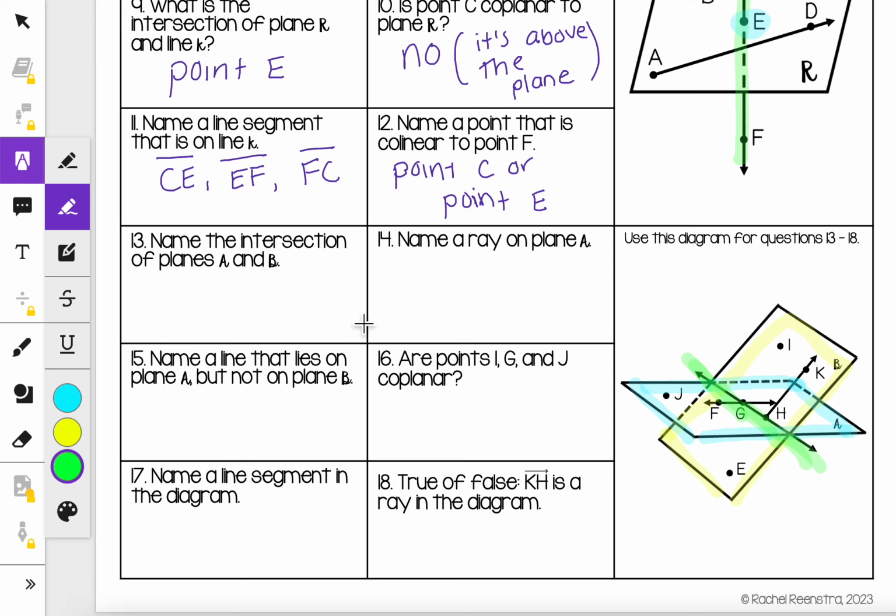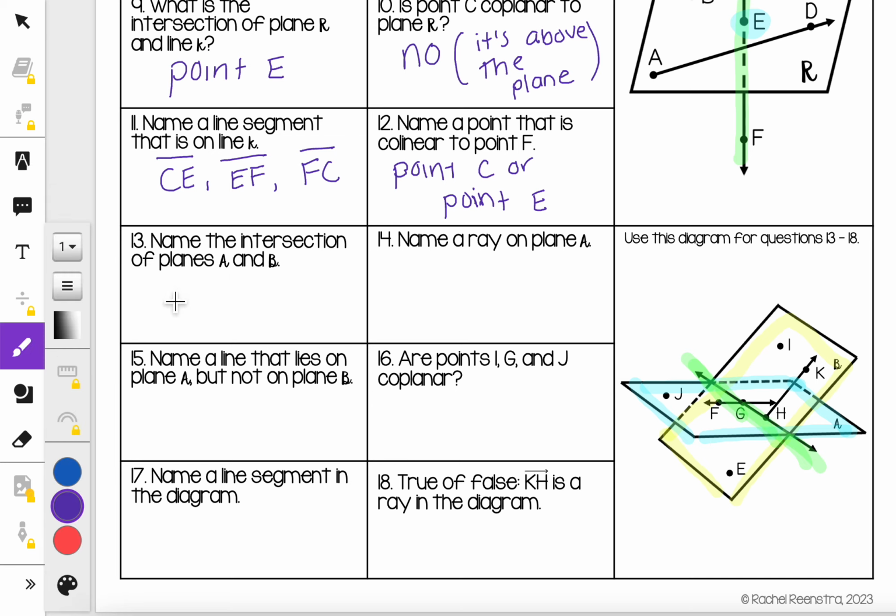So here, name the intersection of planes A and B. It looks like we have this line here. We don't have a little letter at the end. So the only way that we can name this line here is by using the 2 points that are on the line, which would be G and H. Okay, so this would be line GH.